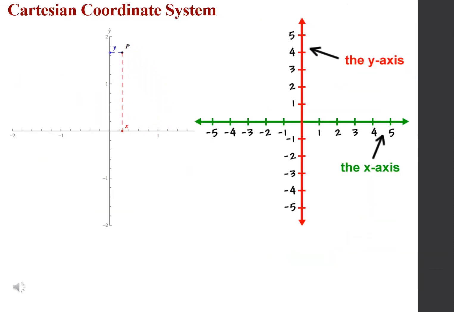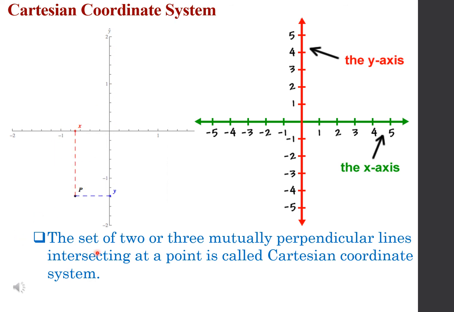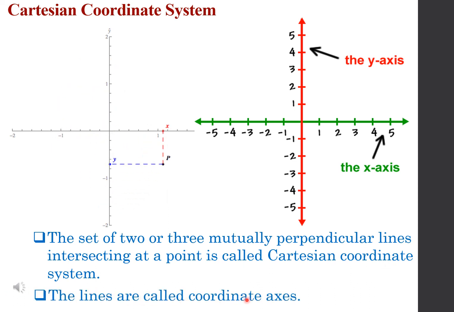The set of two or three mutually perpendicular lines intersecting at a point is called a Cartesian coordinate system. The lines are called coordinate axes. Here we have two lines intersecting each other. The green line is showing the horizontal axis, called the x-axis, and the red line is showing the vertical axis, known as the y-axis. The x-axis and y-axis intersect at a right angle, 90 degrees, at a point here.